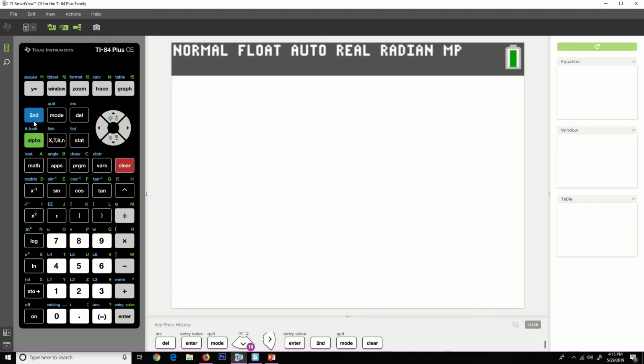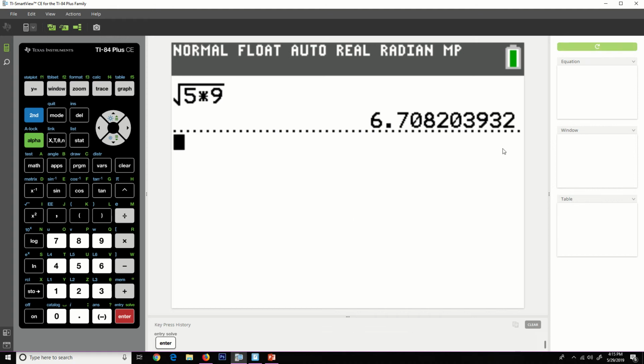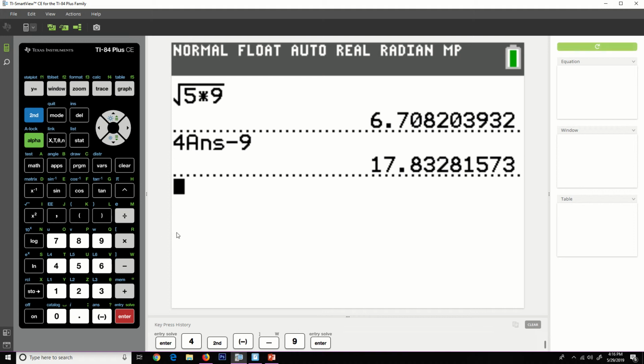So let's say I had to take second square root of 5 times 9, something like that, and get this irrational number. And then my next question asks me to use this value in the next thing. Let's say I need to multiply this times 4 and subtract 9. I can go 4, then hit second, then answer, because that's going to go 4 times, and then minus 9. It's going to plug this number in there, multiply by 4, and subtract 9. This is close to 7, so 4 times that is something close to 28, and then subtract 9 would give me something close to 19. If I hit enter, it's 17 point something. So we're pretty close there. I'm fairly confident that was correct.